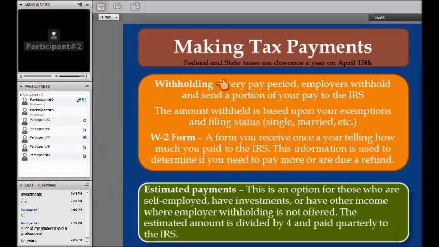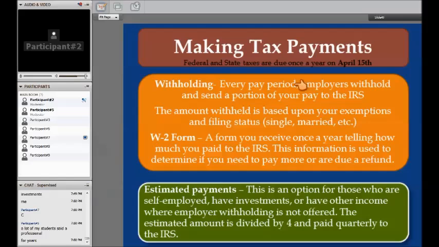you can use withholding, and that would be where every pay period, your employer is going to hold out a portion of your pay, and they're going to send that to the IRS. So if you get paid every other week, you're going to have your taxes withheld, and that money is going to get sent to the IRS.